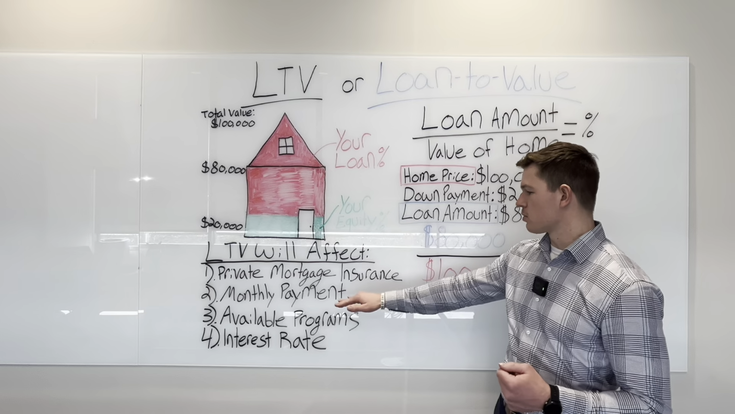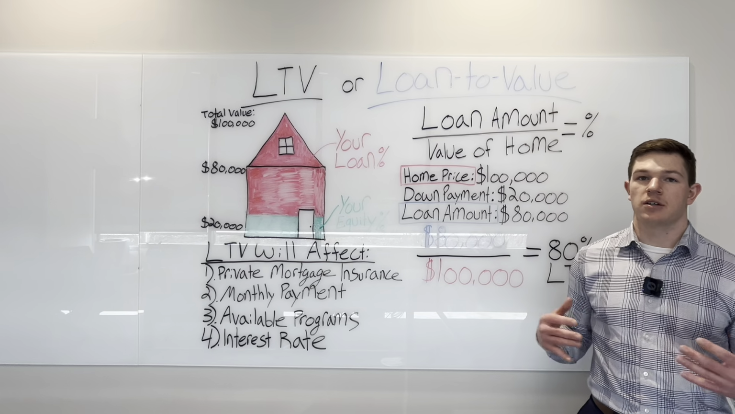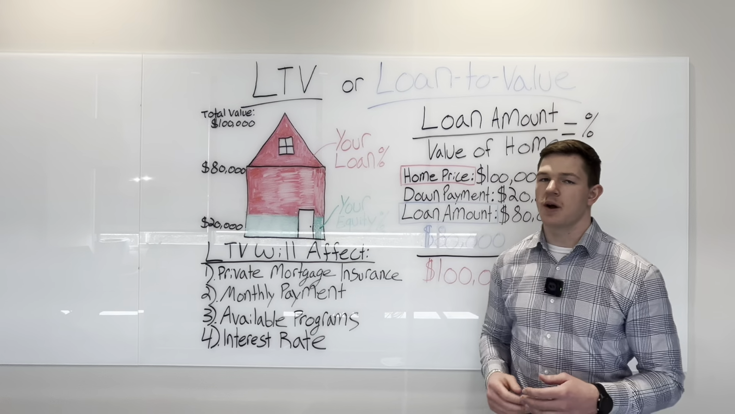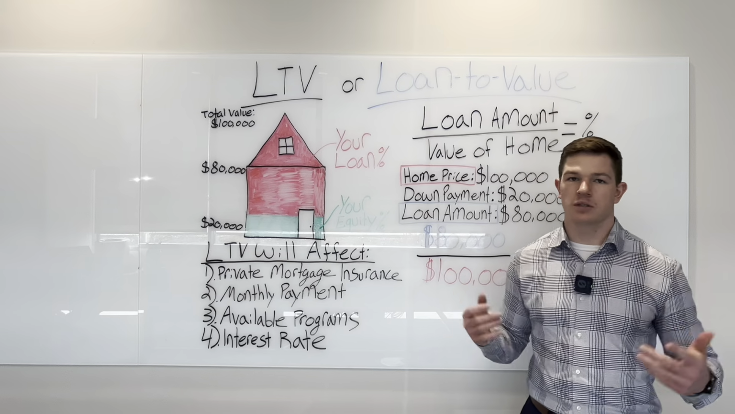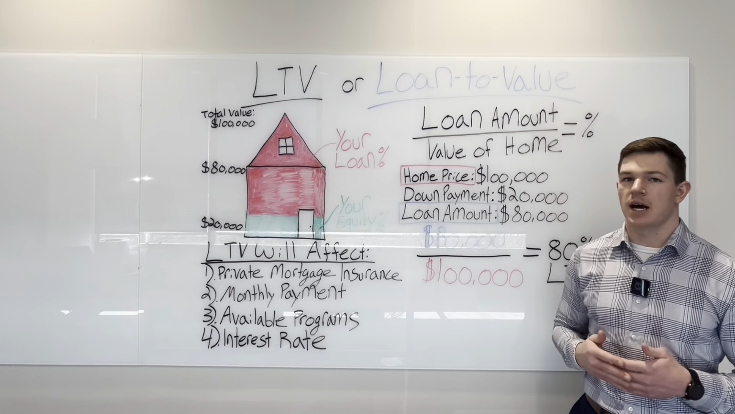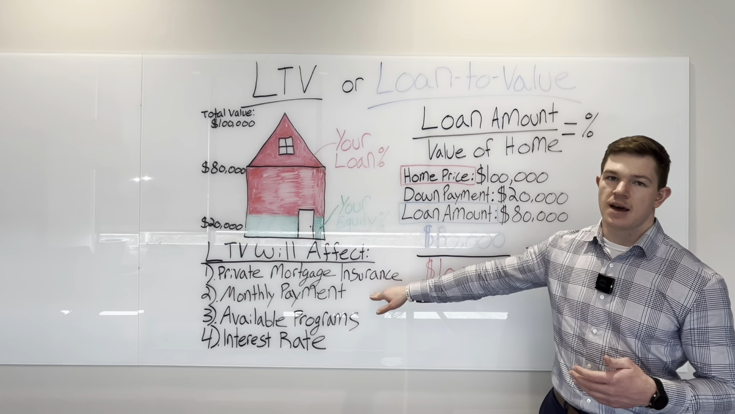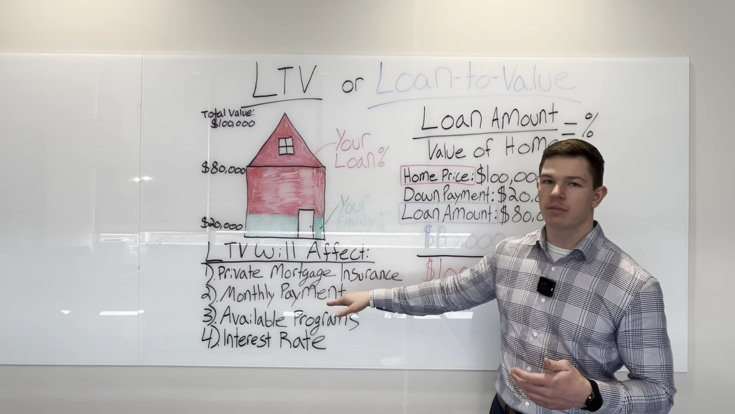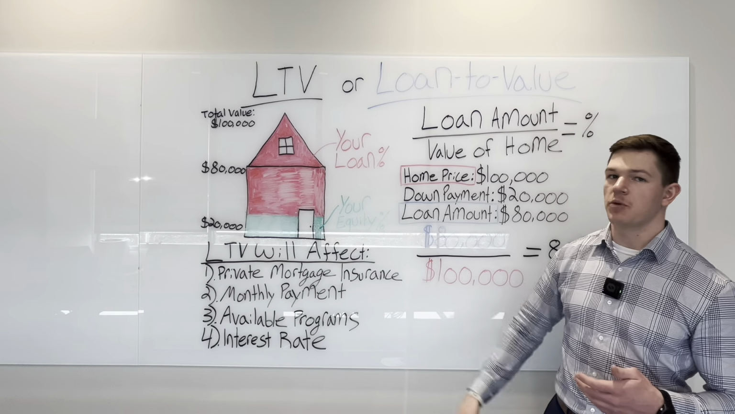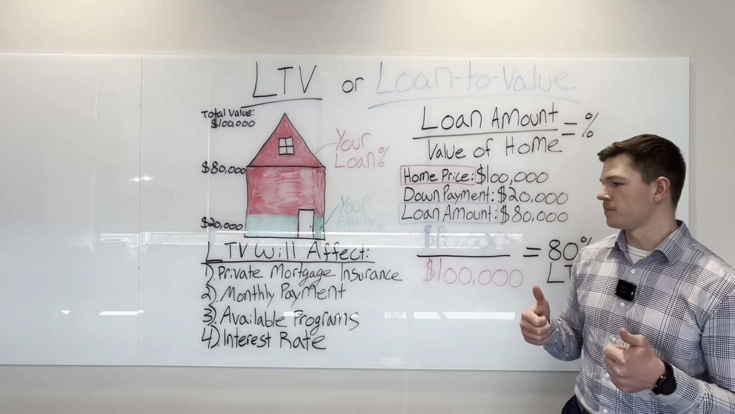Ultimately, your loan to value is going to affect your total loan amount, which is then going to affect your monthly payment. If you have a bigger loan amount, you're going to have a higher monthly payment. That's just how the numbers break out. Additionally, PMI, or private mortgage insurance, is in addition to your monthly payment. So not only do you have a higher monthly payment from the higher loan amount, you also have to add this in, which makes your monthly payment go up even more.